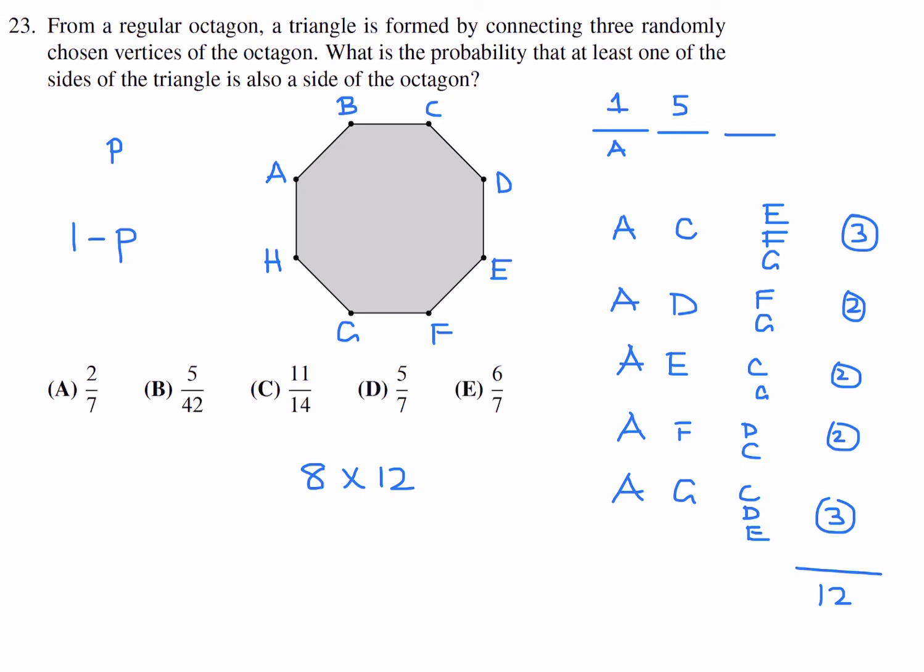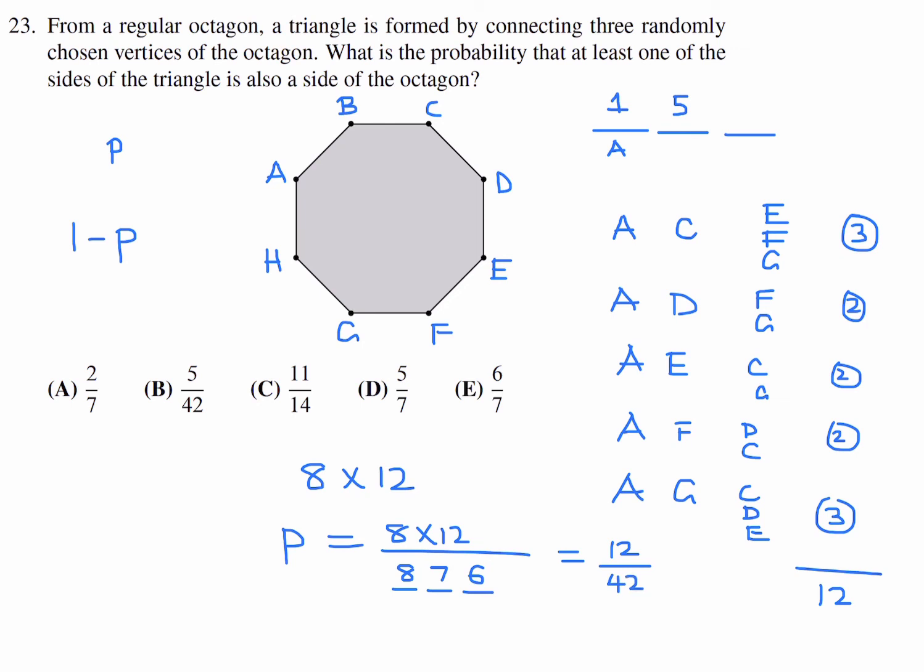Okay, now we're ready for the probability, P. It's going to be 8 times 12 over the total. The total is 8 for the first choice, 7 for the second choice, and 6 for the third choice, regardless of conditions. That's the total. So this is the probability. So this just looks like it boils down to 12 over 42.